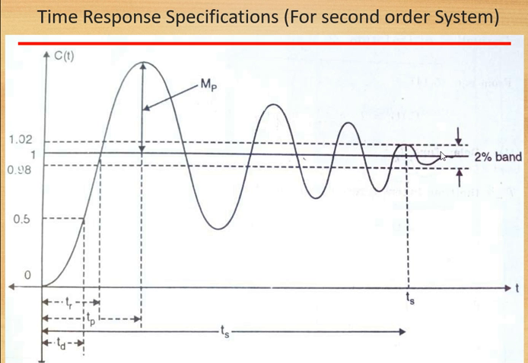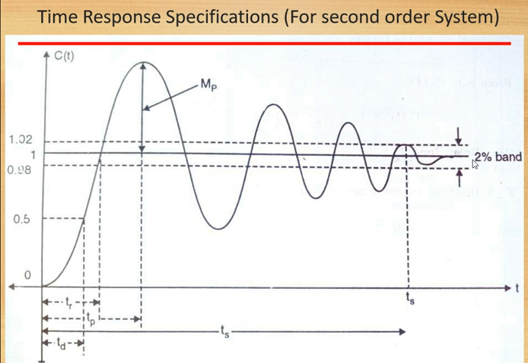Ideally the output will try to become 1, but there is some error in the system, and that is called the steady state error, which we will see afterwards. The output that we get is within the 2% band only. So it is much accurate. It is not 100% accurate, but it is much accurate.